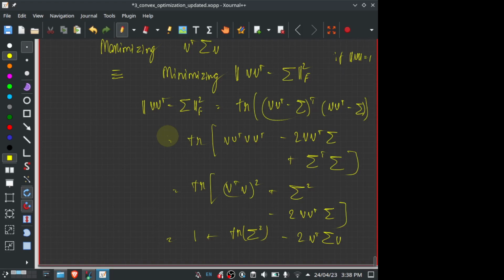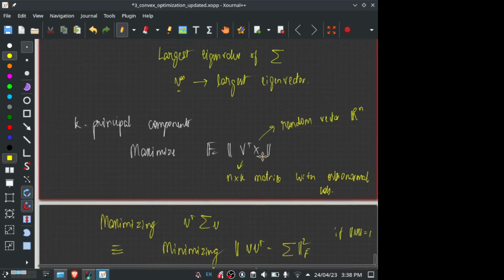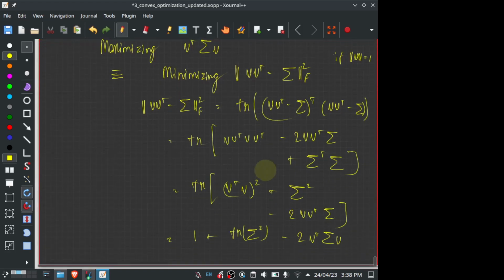Okay, so you'll see this as an equivalent formulation of the PCA problem. So you can either view it as finding the maximum of V transpose sigma V, or finding the rank 1 approximation to sigma.